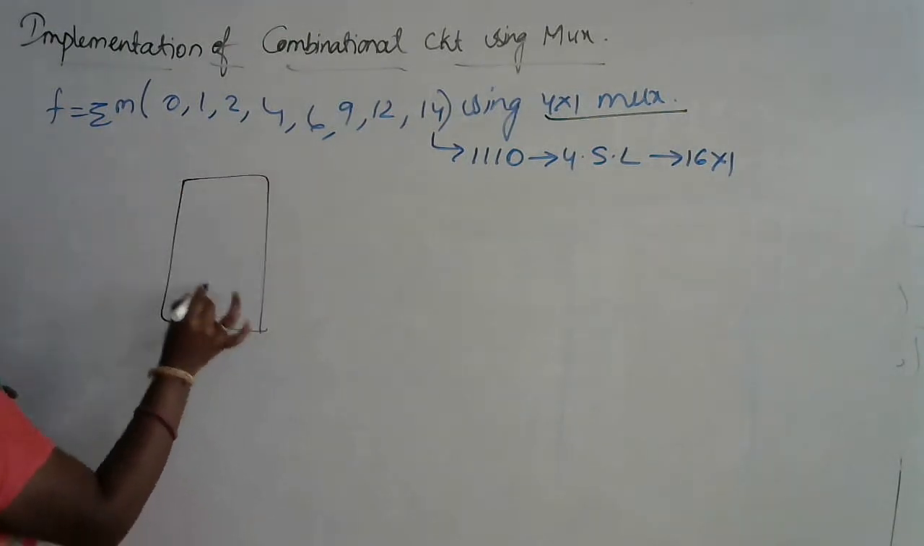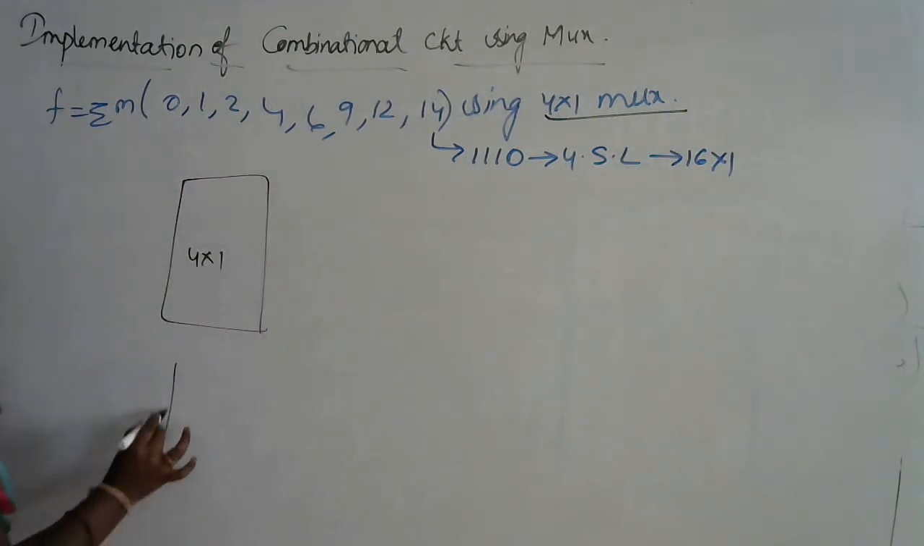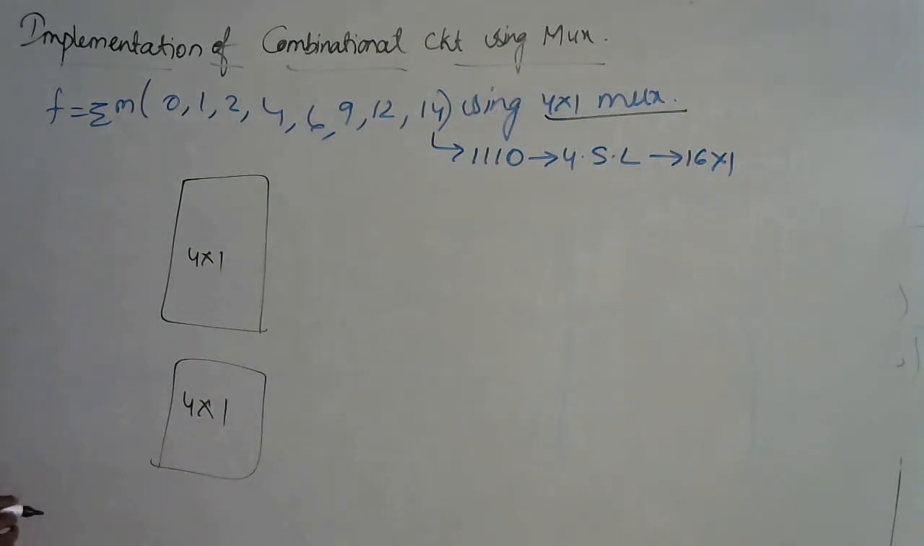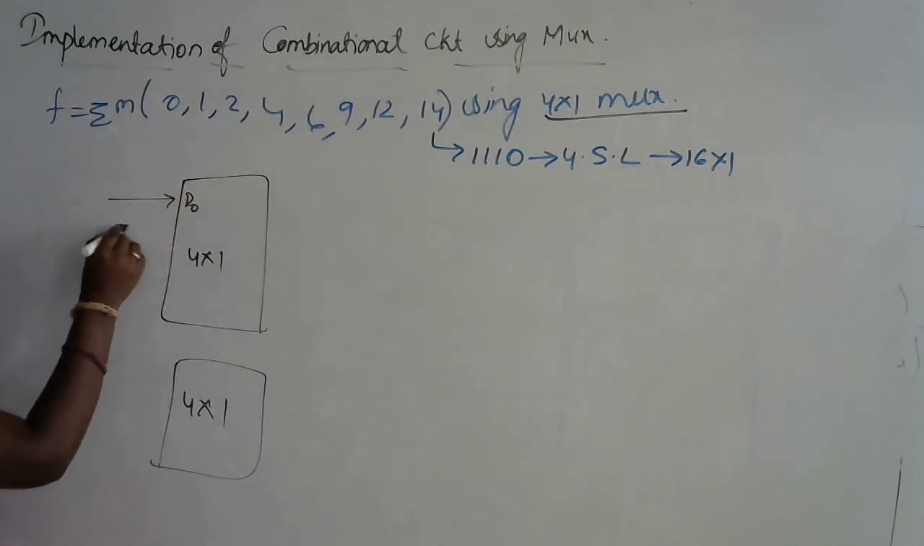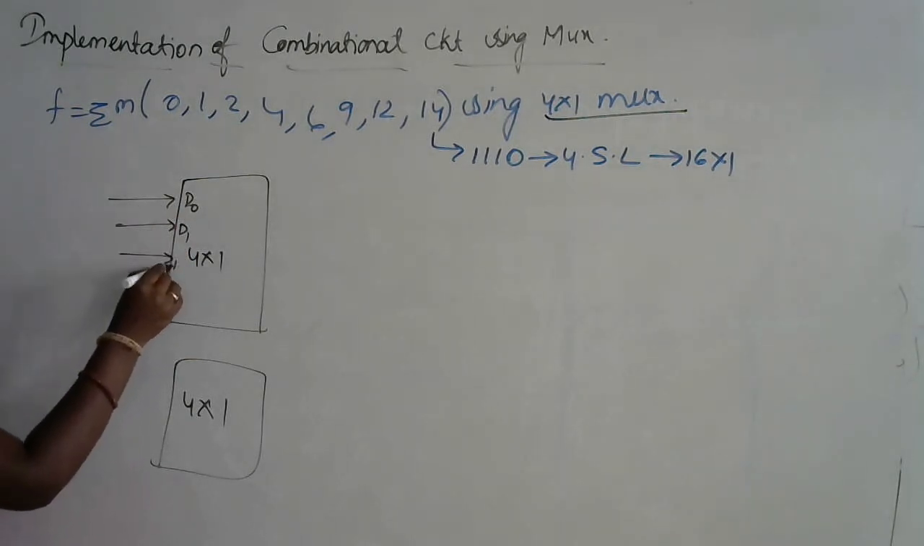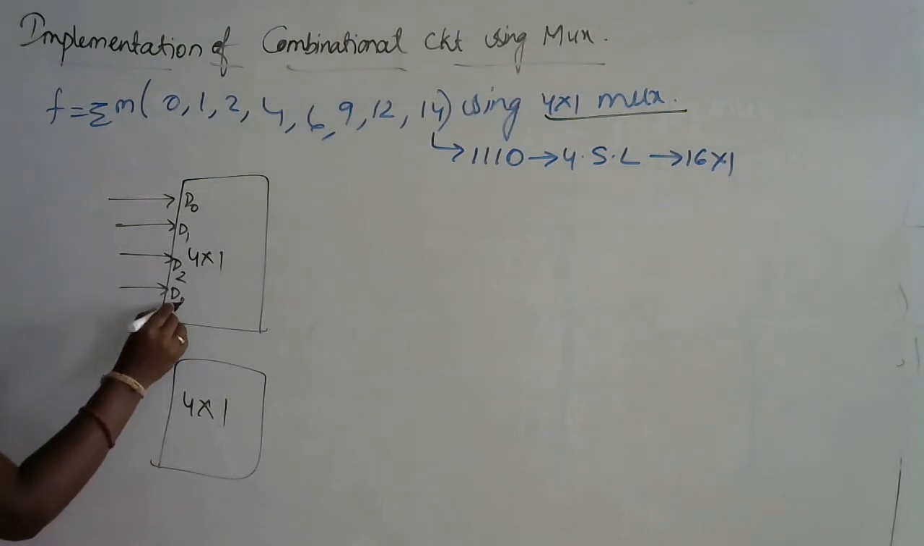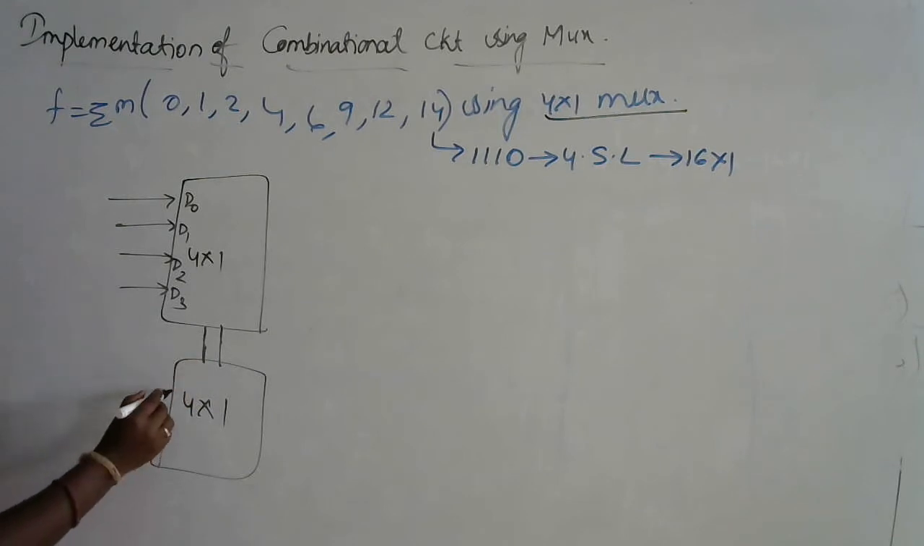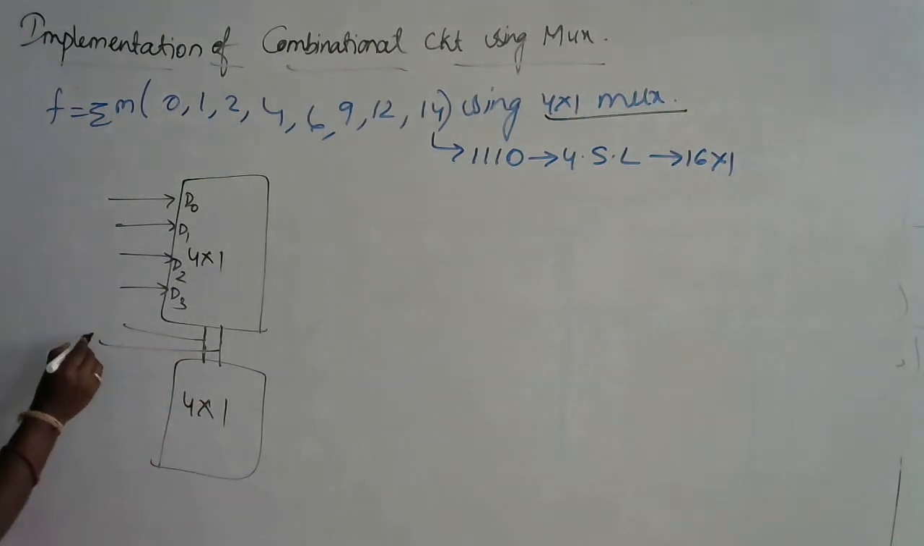this is one 4 by 1 multiplexer, this is another 4 by 1 multiplexer. As we have discussed how to cascade the multiplexers, this is D0, D1, D2, D3. This has two select lines, and this also has two select lines. I am shorting those two select lines and taking them as the two select lines C and D.